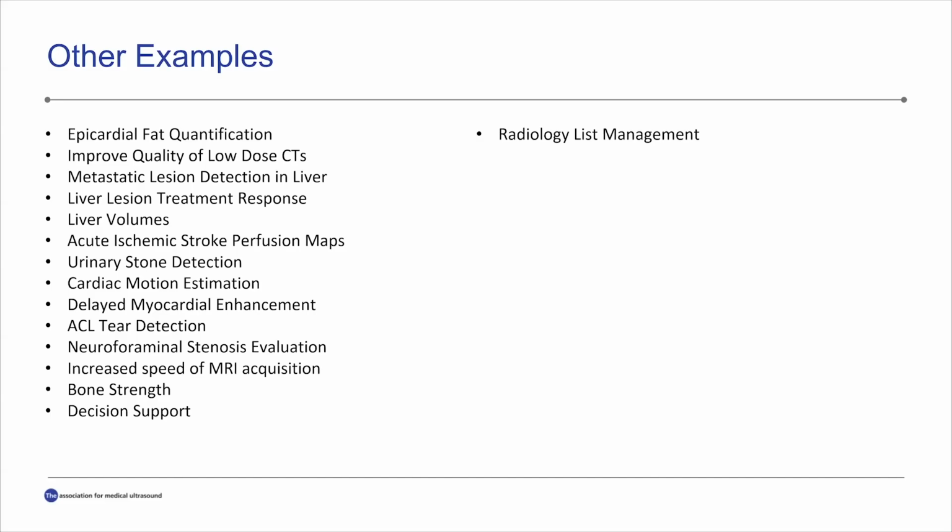Here's just another big example, listing a ton of things, whether it's ACL tear detection, neuroforaminal stenosis evaluation, applications to help us increase the speed of MR acquisition, bone strength, decision support technologies, radiology list management systems, stone detection, cardiac motion estimators, ways to help us identify delayed myocardial enhancement. All these things are different ways that AI is being applied in different institutions and companies.